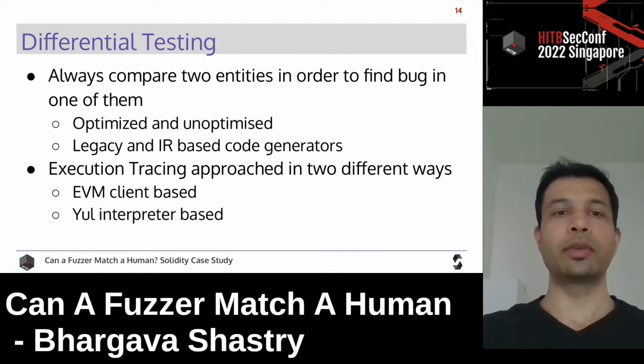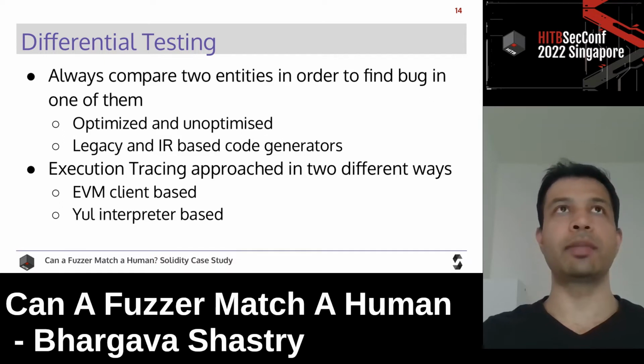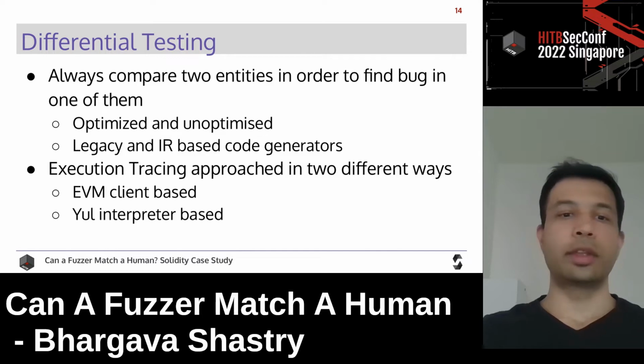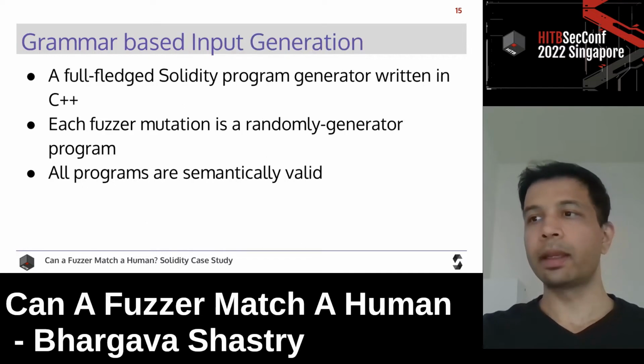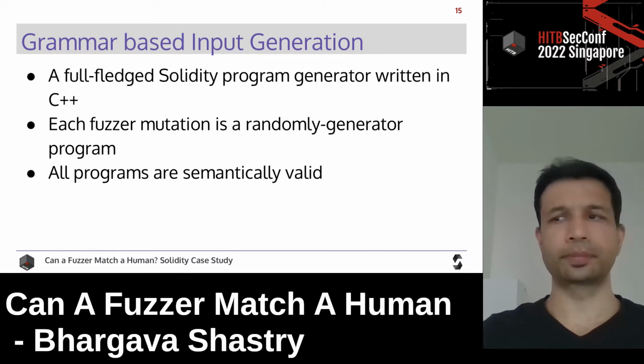Now, to find out what they're doing, we use execution tracing. And largely this means that we make use of an EVM client to monitor the state of the program during execution, or the Yul interpreter. I'm going to get to each of these things a little later. Now, about the input generation, I told you that we have a fully fledged C++ only Solidity program generator. Essentially what this does is, each iteration, it generates a random semantically valid Solidity program and feeds it to the component under test. That's essentially what it does.